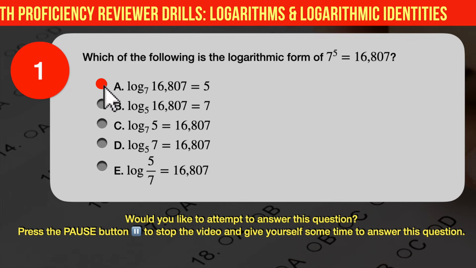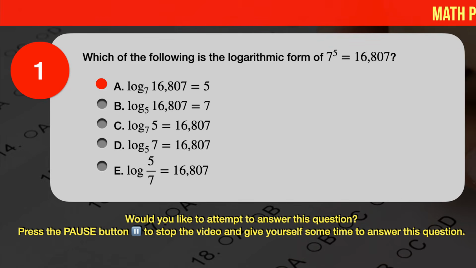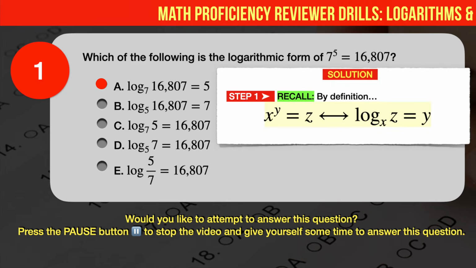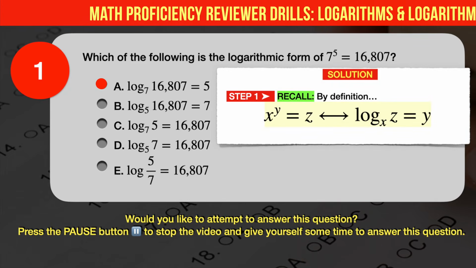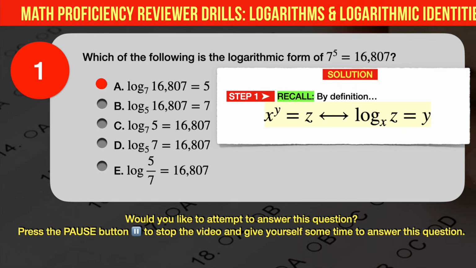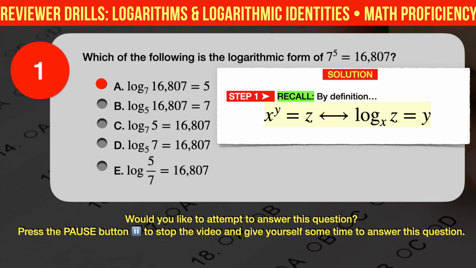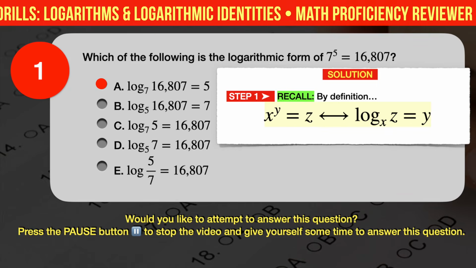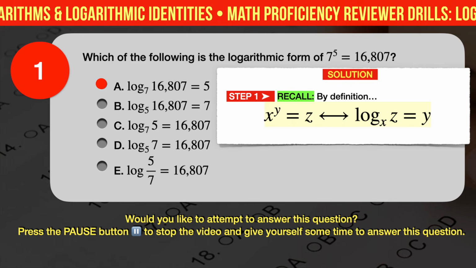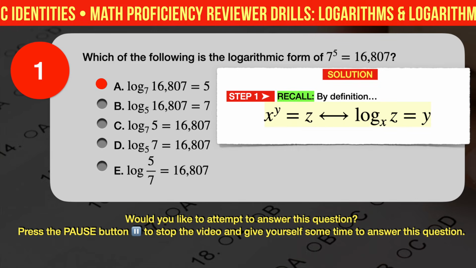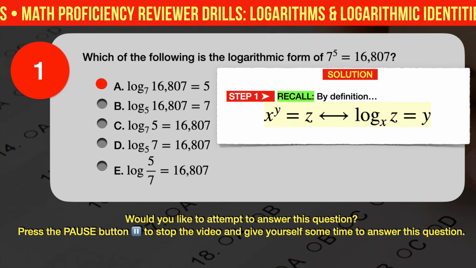The correct answer is A. 7 raised to 5 equals 16,807, and the logarithmic form is logarithm base 7 of 16,807 equals 5. Recall that a logarithm is just an exponent. To be specific, the logarithm of a number z to a base x is just the exponent, y, you put onto x to make the result equal z. That is, x raised to y equals z is equivalent to logarithm base x of z equals y. This is the very definition of a logarithm. If we understand this, then we understand logarithms. From here we can see that any exponential equation can be transformed to its logarithmic form, and vice versa.